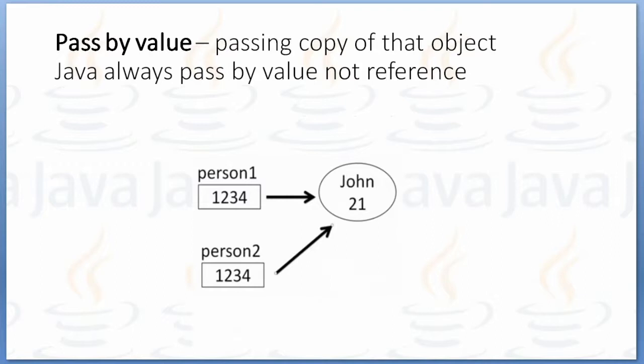In person 1 we have a value, in person 2 we have an address to the actual value. So in person 1 and person 2 we have the same address pointing to the same object. If they point to the same object and you change person 1, the person 2 value would change as well, because they point to the same value. So in Java, if you change the value for one object, it would change for the other one.